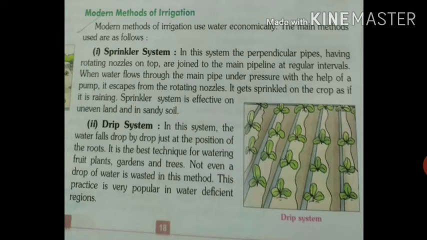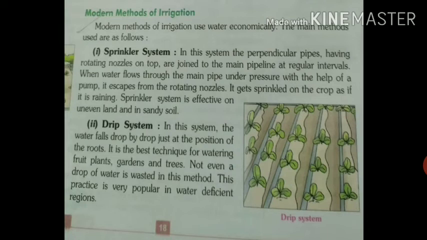In sprinkler system of irrigation, a main pipeline is laid in the fields. Perpendicular pipes having rotating nozzles at the top are joined to the main pipeline at regular intervals. When water from a tube well is allowed to flow through the main pipeline under pressure with the help of a pump, it escapes from the rotating nozzles. This water gets sprinkled on the crop plants as if it is raining. It means that it sprinkles on crop plants like rain.